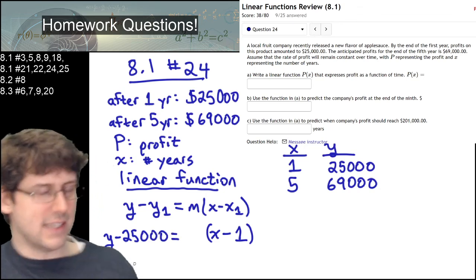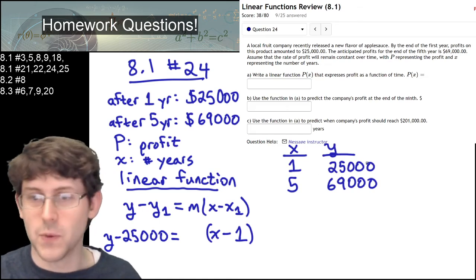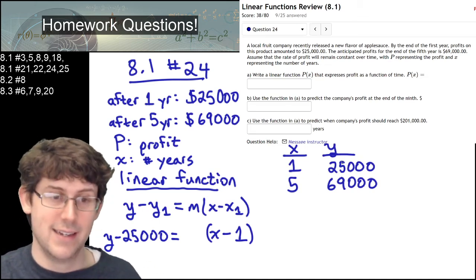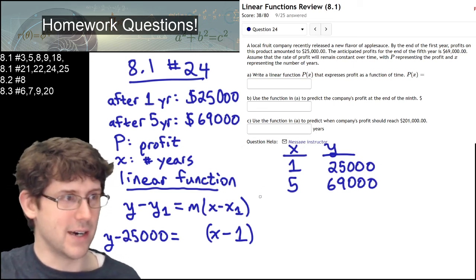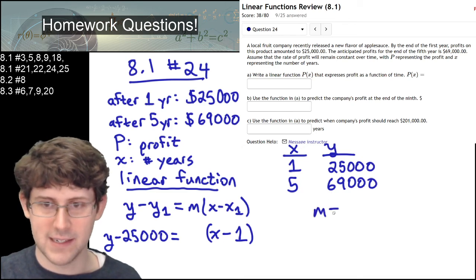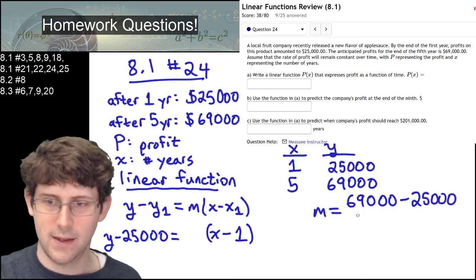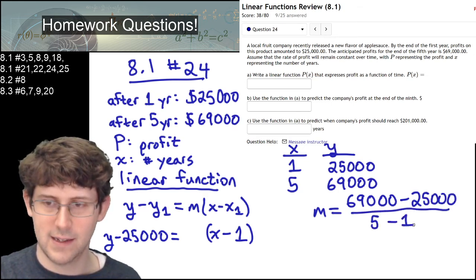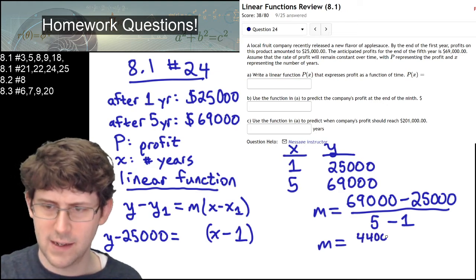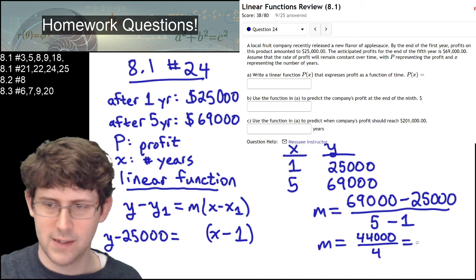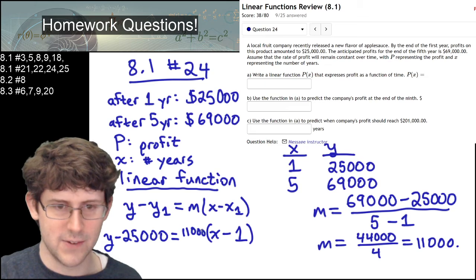So I think the trickiest thing of this problem, if I'm reading it correctly, is that we don't know the y-intercept and that 25,000 is not b. If you're using y equals mx plus b, 25,000 is not b. I think that's the trickiest part. Let's see what happens though. I find the slope. The slope is the difference of the y's over the difference of the x's. This is 44,000 over 4, so it's 11,000. So my slope is 11,000.